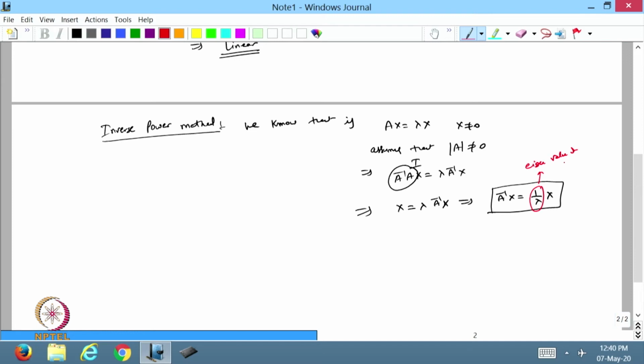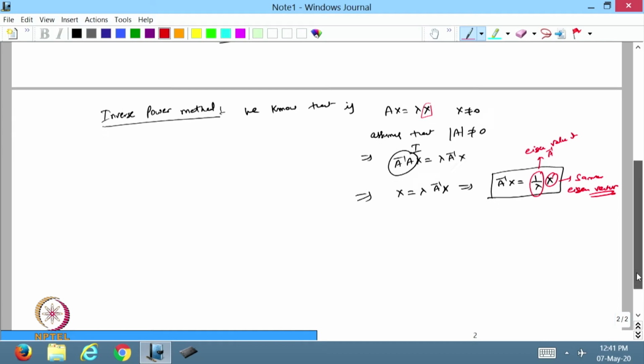eigenvalue of A inverse, and this is the same eigenvector. So, the same eigenvector whatever I have started with, 1 over lambda will be the eigenvalue corresponding to A inverse. So, this is the same eigenvector we are choosing.